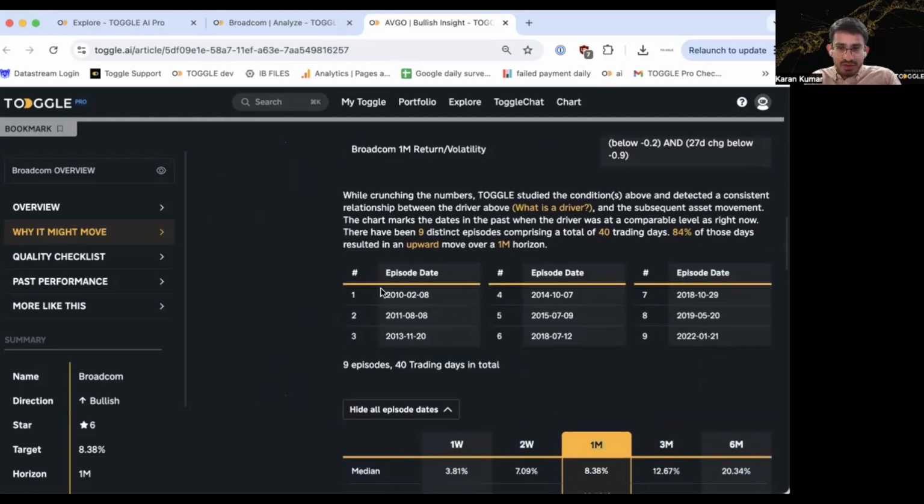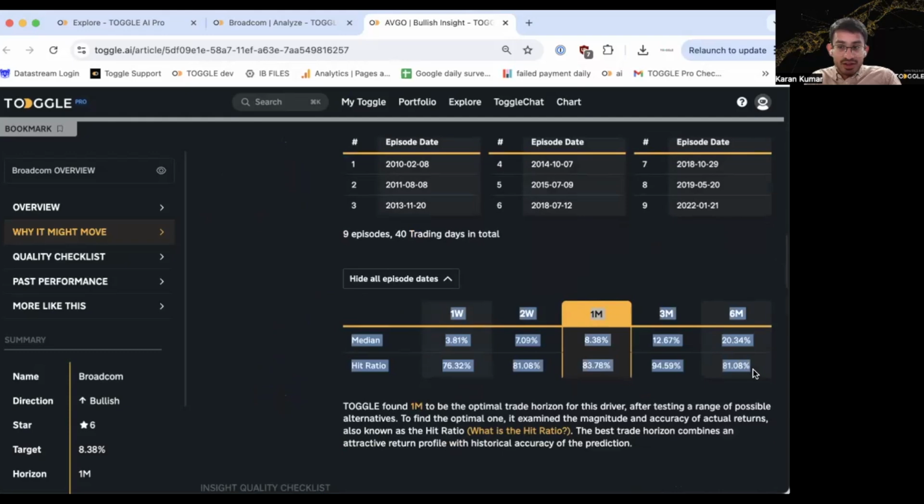It also shows you the episode dates it looked at, and then the aggregated price action from all those episodes. And then it selects over what horizon it's found the most attractive returns. And in this case, it selected 1 month because in a 1-month horizon, 83% of the time you saw an up move, and on median, that up move was around 8%.